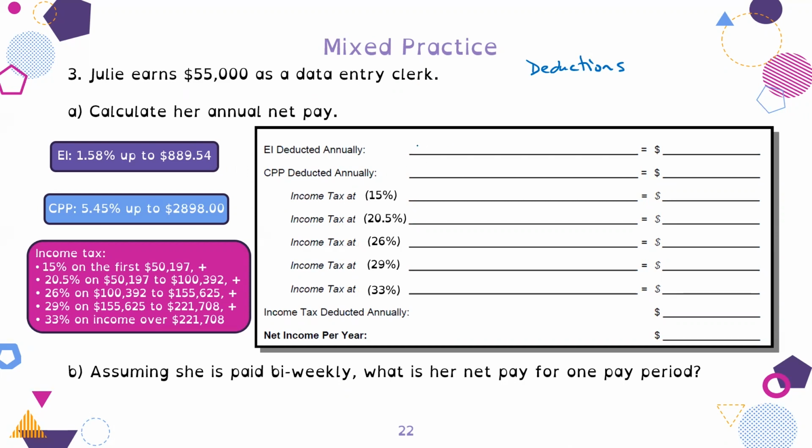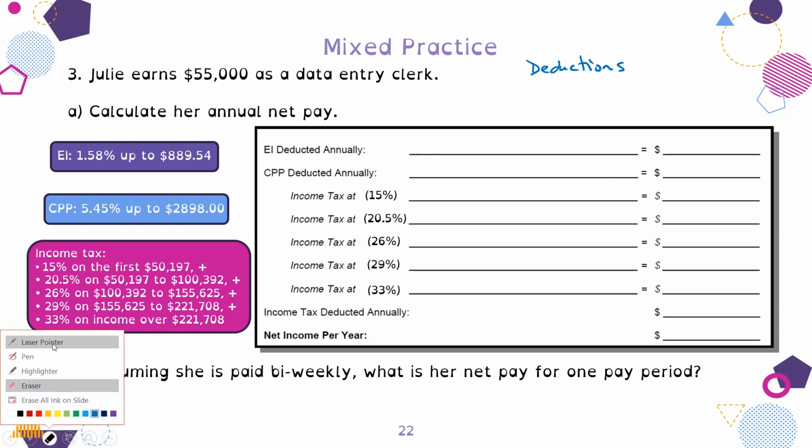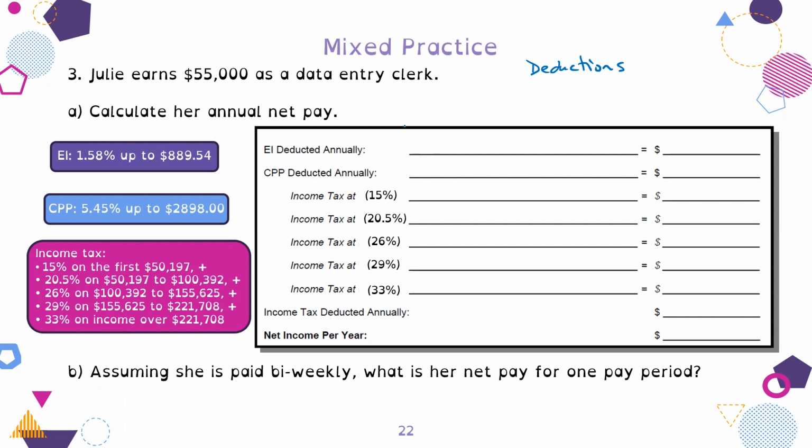So EI, we know that we deduct, we do our yearly salary, because we're looking for our annual amount. So we do 55,000 times our EI rate, which is 1.58%, so 0.0158. And we're going to use our calculator to do that.